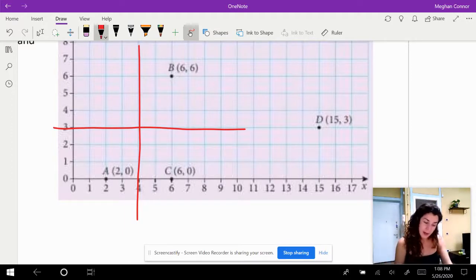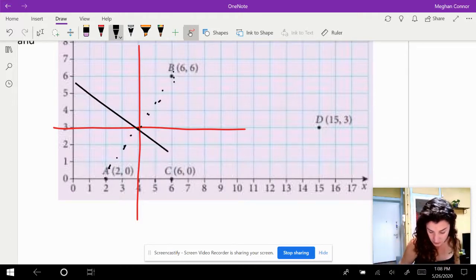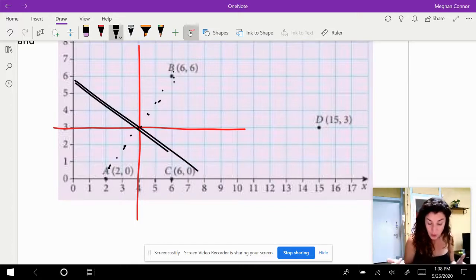Now, remember that the point of intersection for all 3 of these points is going to intersect at the same place. So since you already found the point of intersection between those 2 points, it's going to be the same point of intersection for the perpendicular bisector that goes through AB. So just sketching out the perpendicular bisector of AB, it's going to be something that looks like that, and it's going to go through that same point.